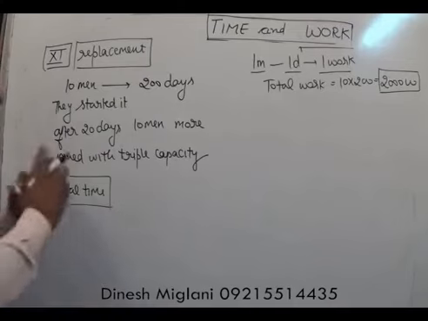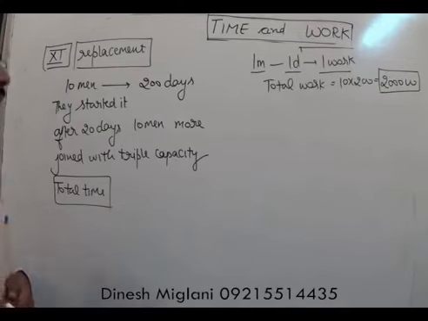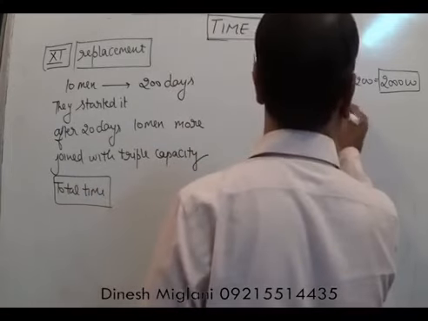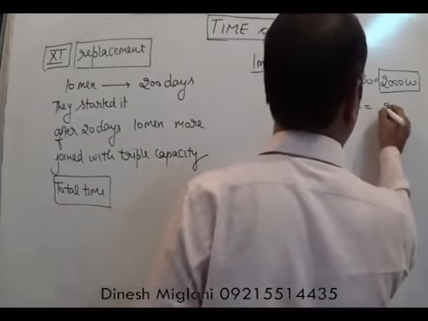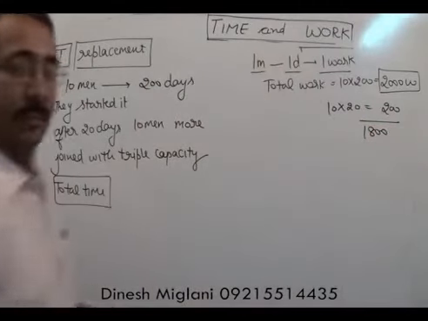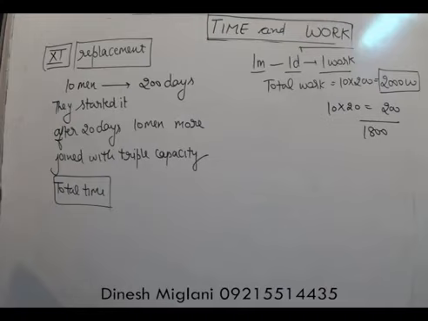After this, for 20 days they worked on the same pattern. That means in 20 days how much work have they done? 10 into 20. So they have done 200 work. How much work is left? 1800. It means for 20 days 10 men worked.